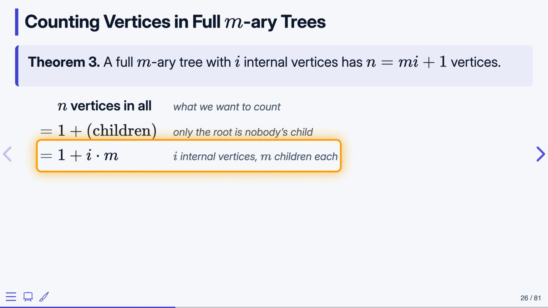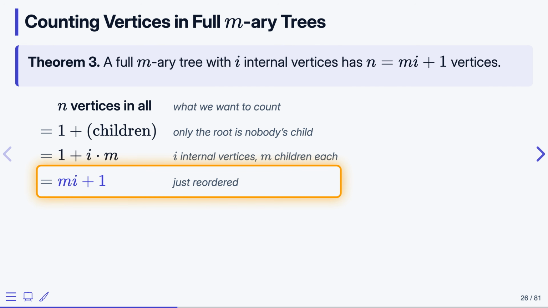Line 3. Now count the children from the top down. There are I internal dots and the tree is full, so each of them has exactly m children. That gives I times m children in all. Line 4. Reorder it and we have n equals m times I plus 1. That is the theorem.